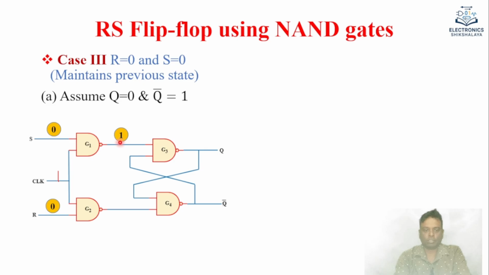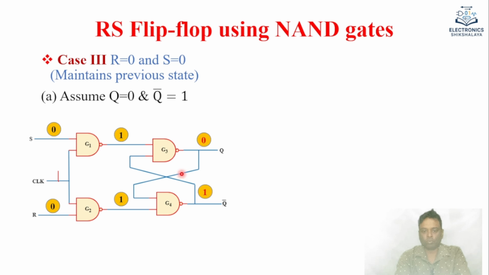The output equal to 1. Similarly, G2 has the inputs 1 and 0, so the output equal to 1. Then actually we have to assume, because we cannot predict this output, as we have seen while we were discussing the latches also. So we cannot predict this output Q and Q complement. That is why you have to assume. So let us assume that Q equal to 0 and Q bar equal to 1.